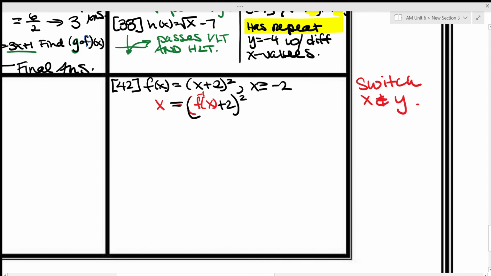Okay, this comment came up in first period. The question that was asked was, should we distribute the square? No. Should I FOIL? No. What should I do? Square root, yes. So you switch the X and Y, and then you're going to undo operations. Do not FOIL.